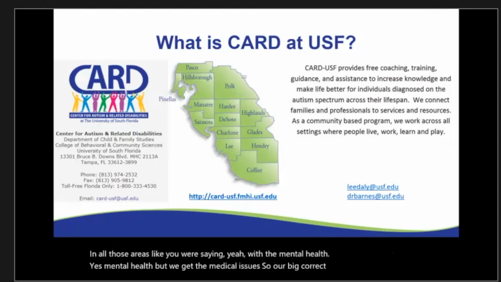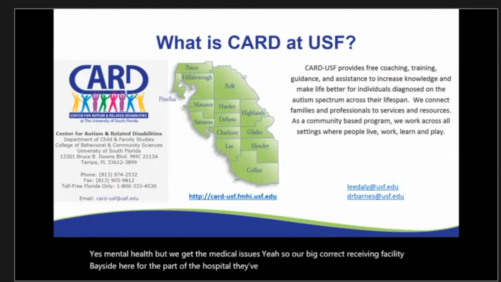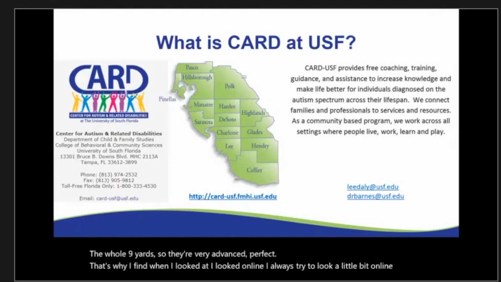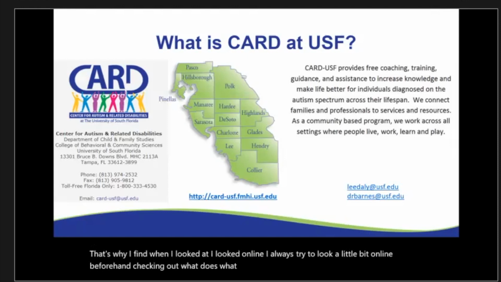So our Baker Act receiving facility, Bayside, is the part of the hospital that's actually very advanced. I was hoping we were going to have some of them here today, but they didn't quite make it. They have a sensory room, the whole nine yards, so they're very advanced with autism treatment. That's perfect. That's why, when I look online beforehand, I check out what this place is about.